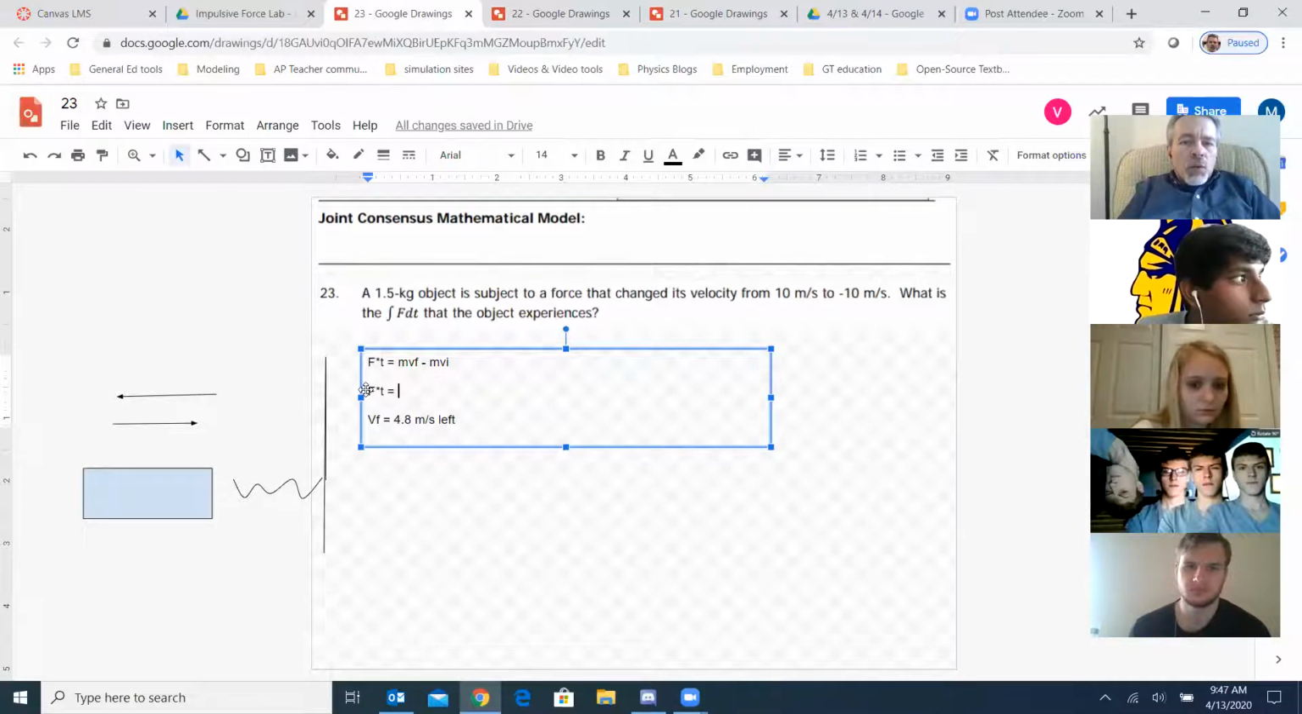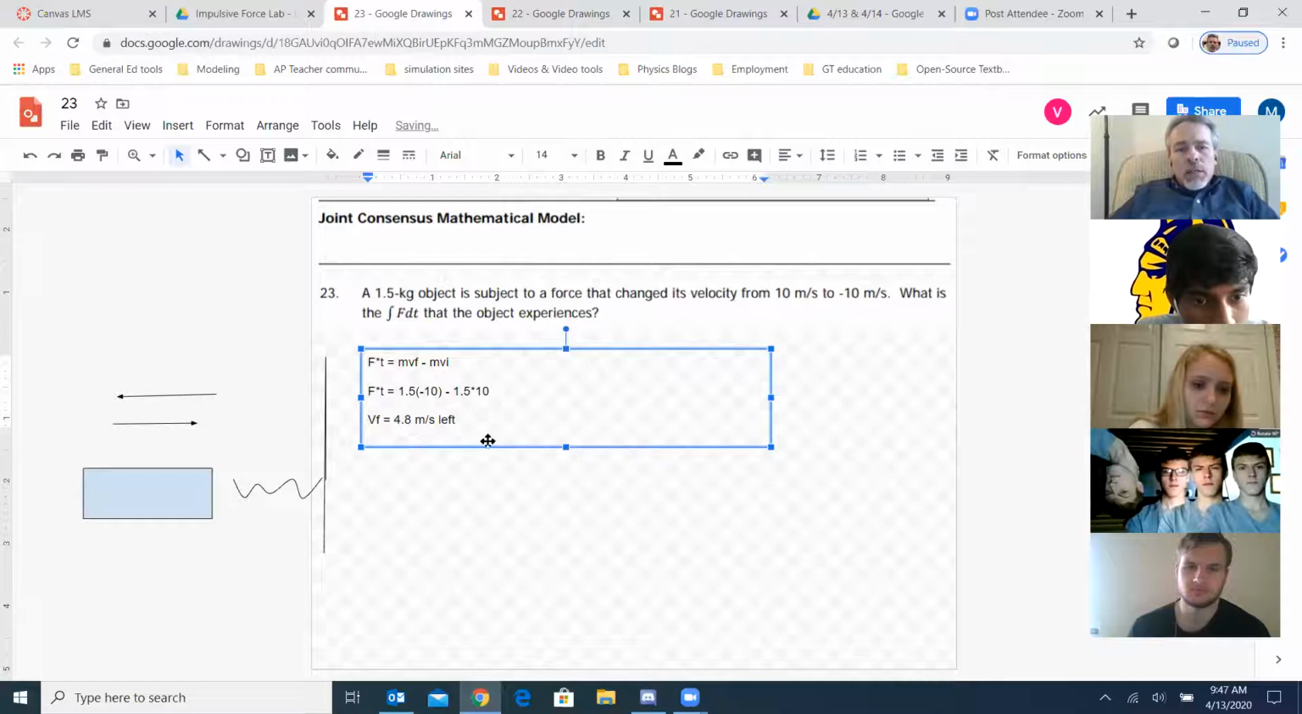If the final velocity would have been 0, so it would have been 0 minus 1.5 times 10, you'd actually only get 15. Compared to this, which is 1.5 times negative 10, then minus 1.5 times 10, you end up getting 30. So the impulse, J, is much bigger when there's bouncing.